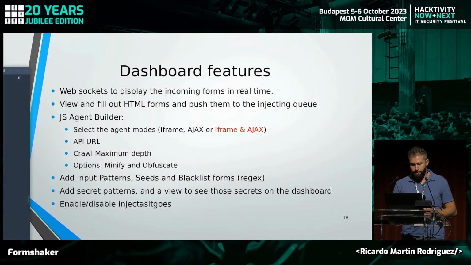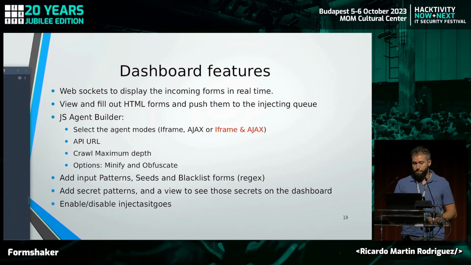Then we have seeds, which are another cool feature of the dashboard. It's a list of entries that tells the JS agent to prioritize the crawling. So let's say you know for sure there is a route or path called /admin. You can add that entry, and this tells the JS agent to crawl and harvest the forms in that path before crawling and harvesting the forms on the rest of the website.